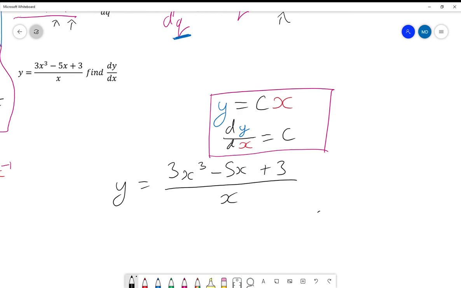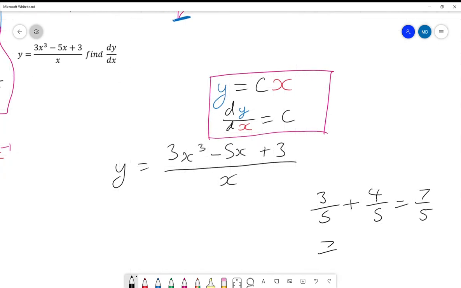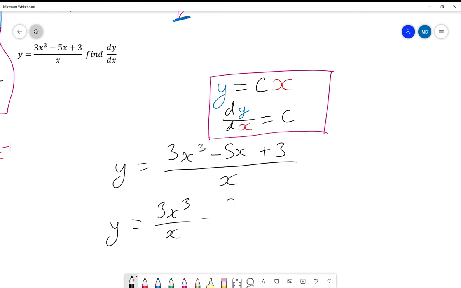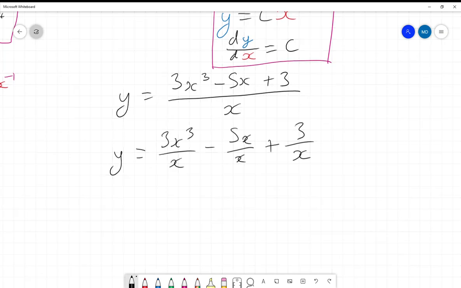We know that 3 over 5 plus 4 over 5 is going to be 7 over 5. Well, that also means that 7 over 5 can be split up into 4 over 5 plus 3 over 5. And that's what we're going to do here. We're just going to split this up. And so this y is going to be equal to 3x cubed over x minus 5x over x plus 3 over x. And each of these we can simplify its own way.